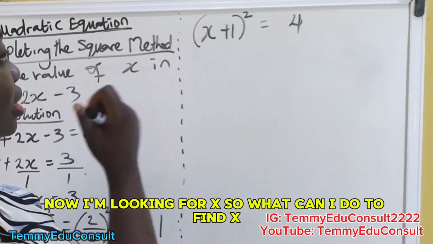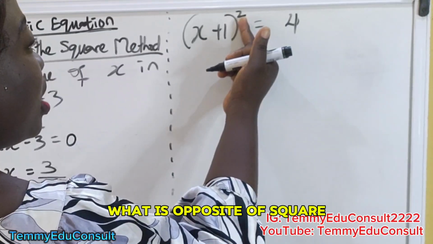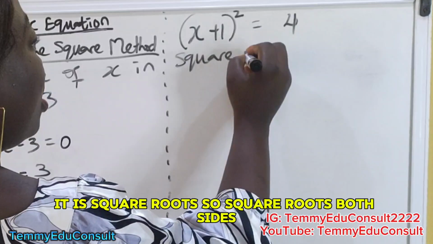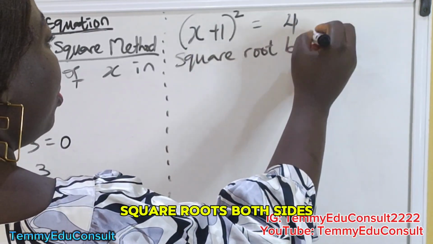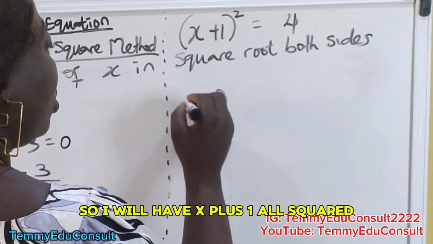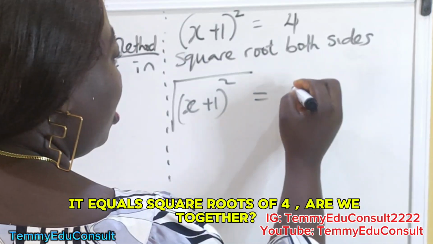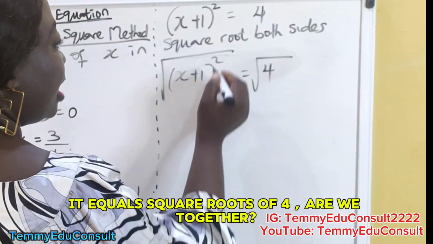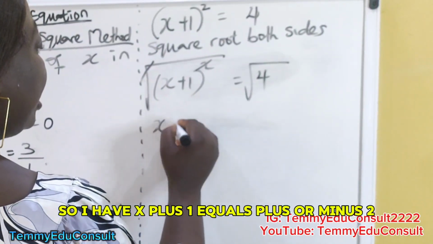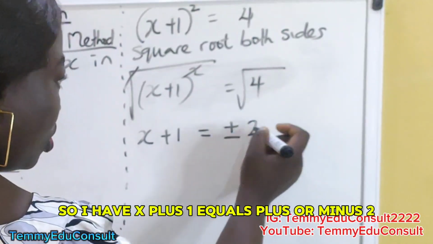Now I'm looking for x. So what can I do to find x? What is the opposite of square? It is square root. So take the square root of both sides. We have x plus 1 all squared, then you square root it, equals the square root of 4. Are we together? This cancels this. So I have x plus 1 equals plus or minus 2.